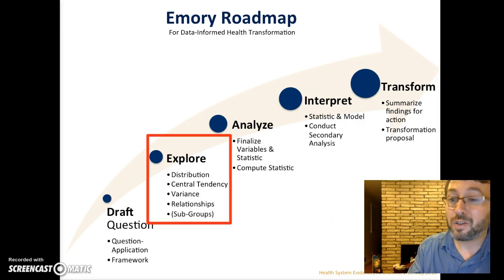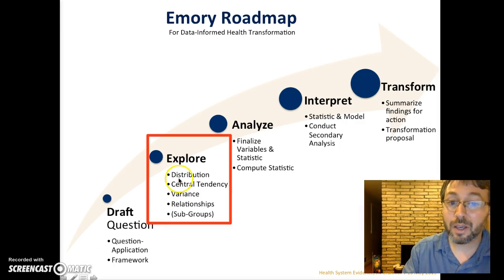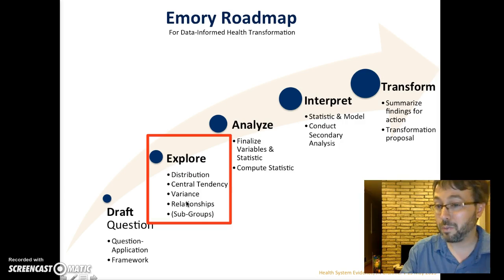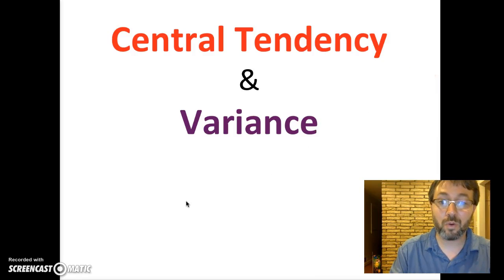As you know, we're using our Emory roadmap for data-informed health transformation to guide our work looking at the data on hospital readmissions. We've spent quite a bit of time looking at strategies for exploring variables, looking at their distribution, central tendency, and variance, and next week we'll talk a little bit about relationships. So in our time together today, we'll review how to calculate those numbers in SPSS, and then look at some of the assignments that we have moving forward.